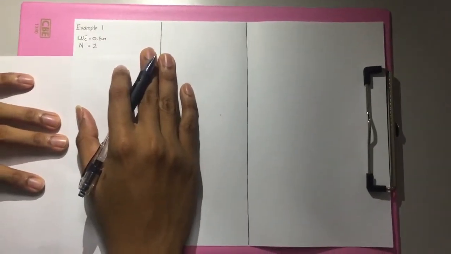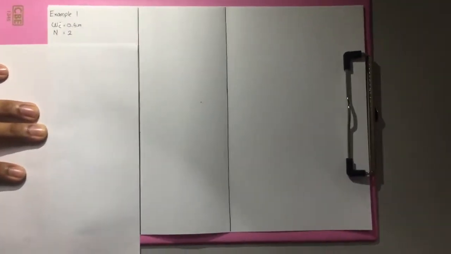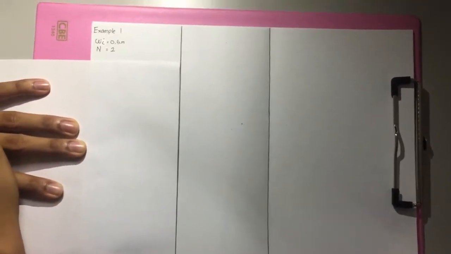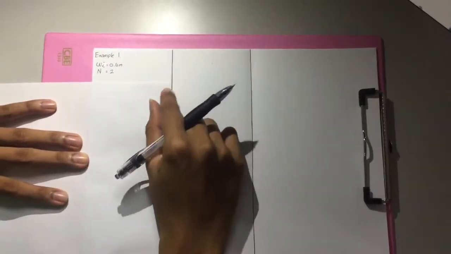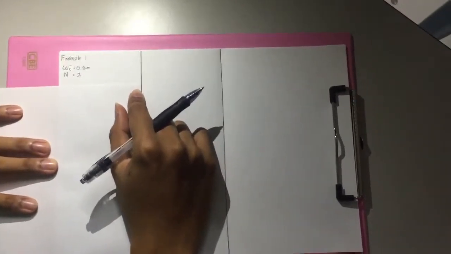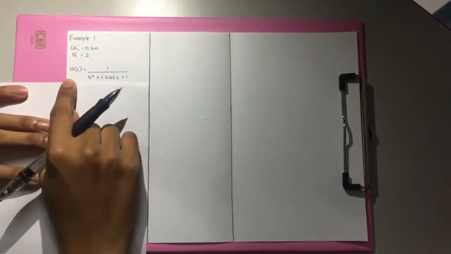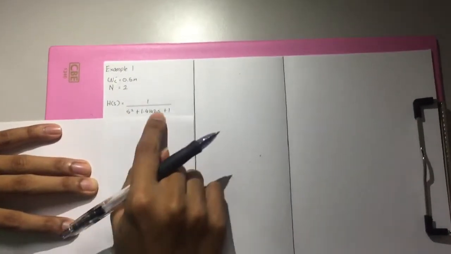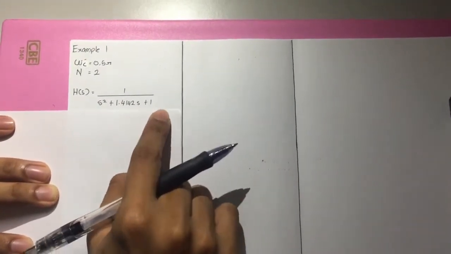Okay, we're gonna continue the video by doing some example. We're doing example 1 from the notes. From the question, it is given omega C equal to 0.5 pi and N is equal to 2. From this information given, we know that we need to use a second order filter. So we're gonna refer to the table and get the transfer function HS. From the table we get HS equal to 1 over S squared plus 1.4142 S plus 1.